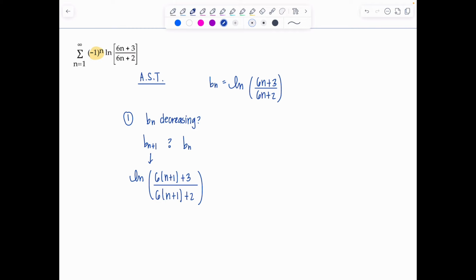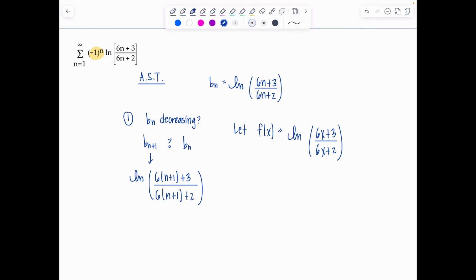And you might say, but Professor V, you just said no derivatives for the terms of a series. I know. So what we're going to do is we're going to say, let f of x equal ln of (6x plus 3) over (6x plus 2), all right? Good. So we're going to take the derivative. If I want to show that the terms are decreasing, this function should have a negative derivative.